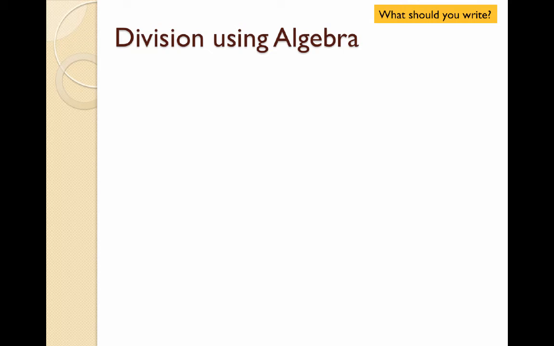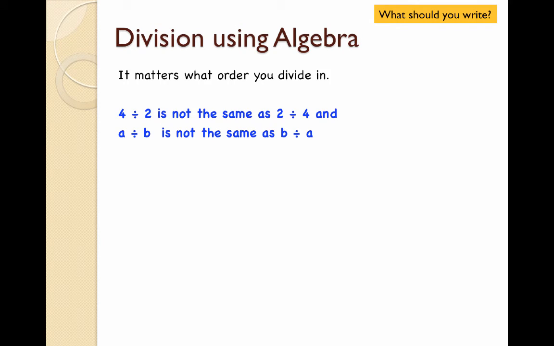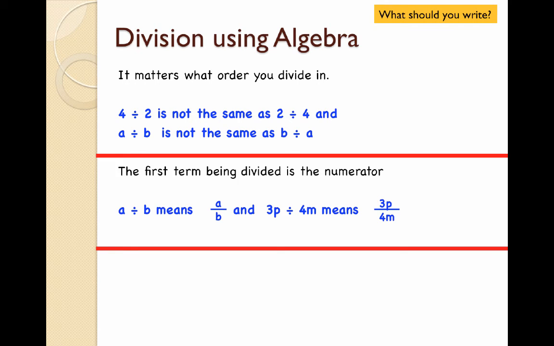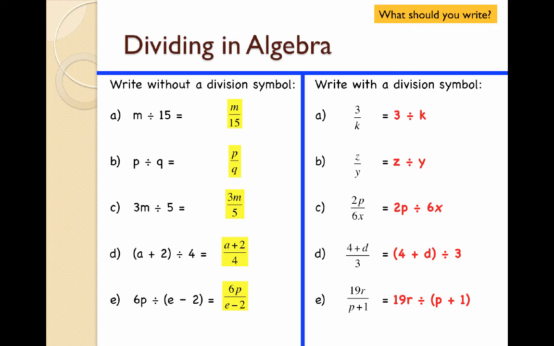And that's it. What should you write? Well, a heading of division using algebra, followed by the very important fact that it matters what order you divide in. Then have the example that a divided by b means a over b. That way you won't get the order mixed up. Finally, these 10 examples will be good for you to refer to when you're trying these exercises for yourself.